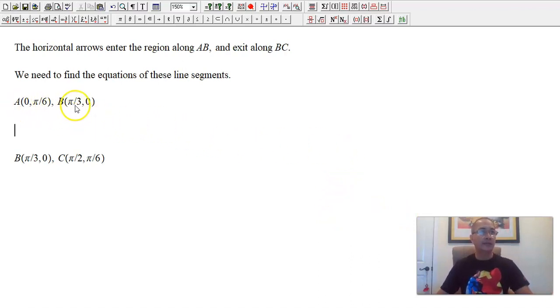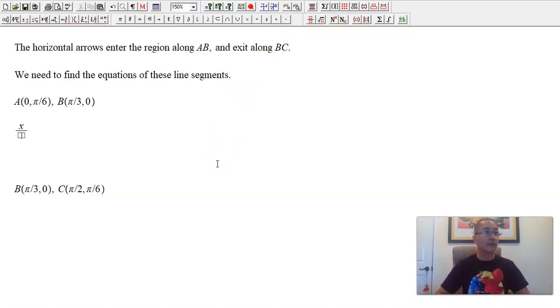Here are the 2 points, A, B, and here are B and C. So we have 2 line segments, and we need to find their equations. Notice that these 2 points are special. They're intercepts. This is our x-intercept. This is our y-intercept. So we can use the intercept form. We have x over pi over 3. So that is our denominator here. Might as well just steal that. Plus, this time we have y over pi over 6. That is equal to 1.